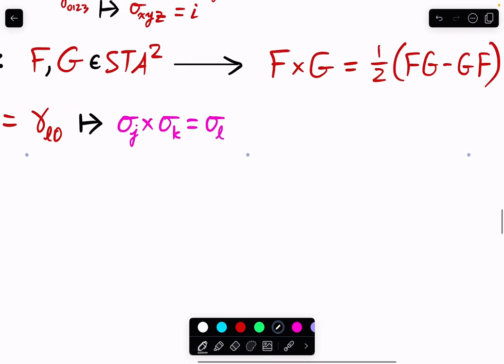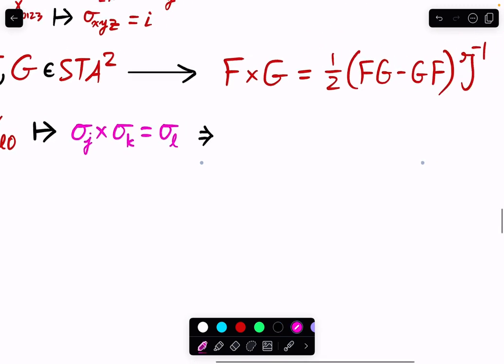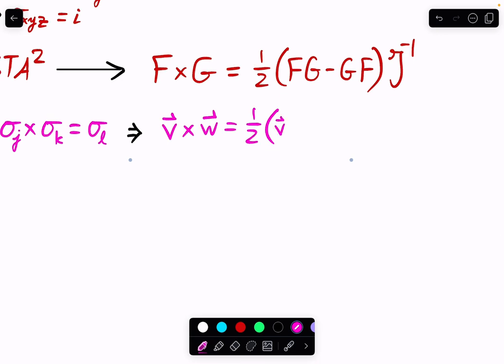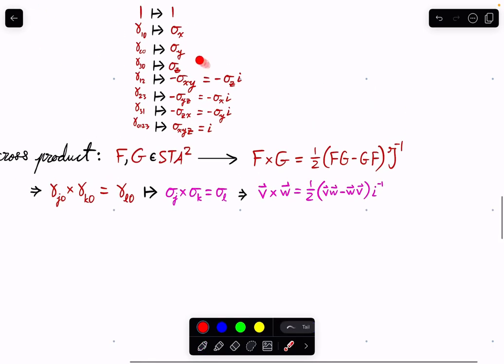Well, this just implies that for a vector v in the algebra of physical space and a vector w in the algebra of physical space, their cross product is 1 over 2 (v w minus w v) times the inverse of this. All of this is a result of this mapping from here down to here and from here to here.